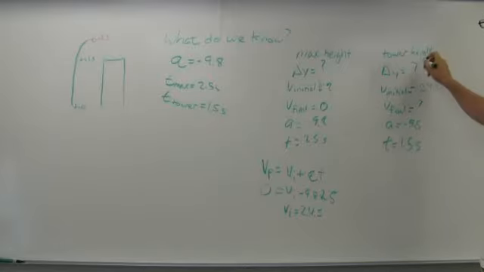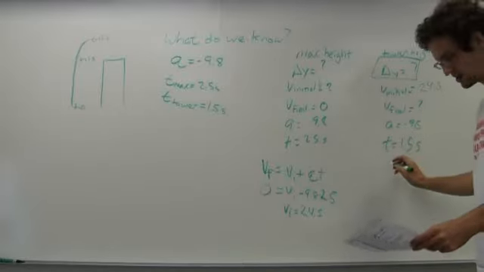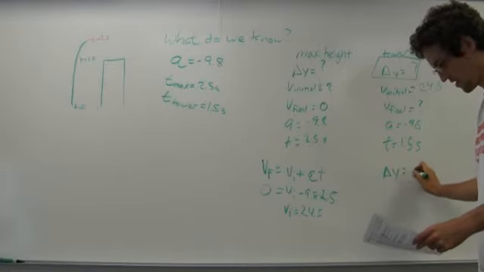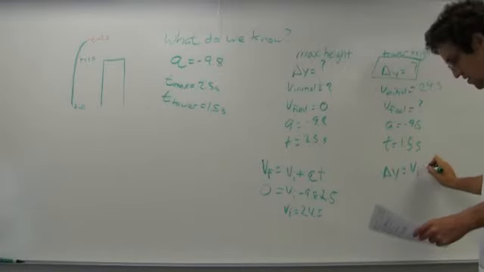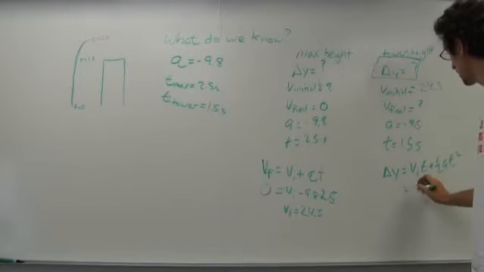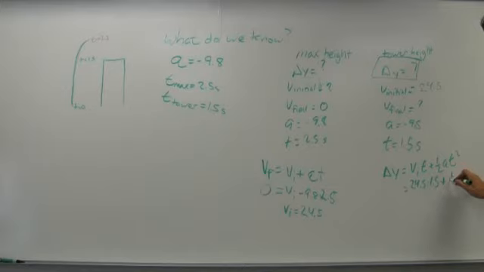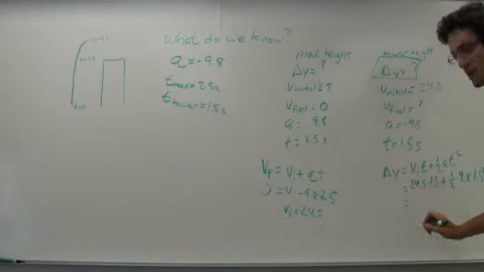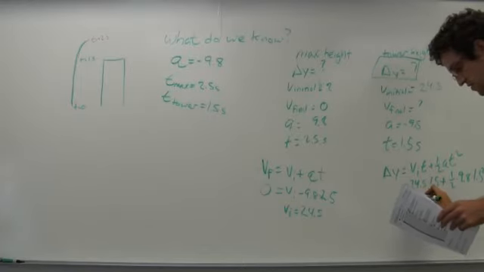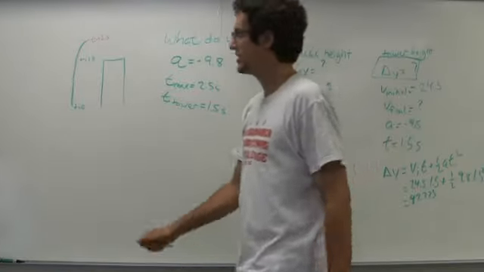Now, our ultimate goal is to find this. So, we want to find the equation that has those 4 parts: the 3 parts we know and the part we want to find. In this case, it's change in y equals V initial t plus 1/2 a t squared. Which in our case is going to be 24.5 times 1.5 plus 1/2 times negative 9.8 times 1.5 squared. And that's going to come out to be 47.775. And now, what does that value represent? It represents the height of our tower.